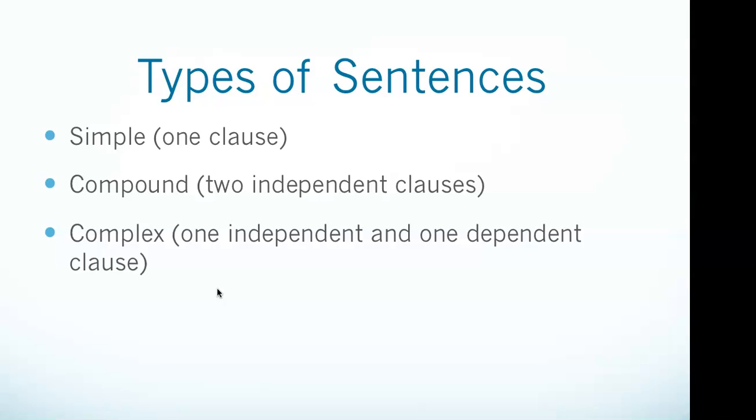A complex sentence has at least one independent clause plus at least one dependent clause. "The pizza, though very hot, was still quite good" is a complex sentence with "though very hot" being the dependent clause.